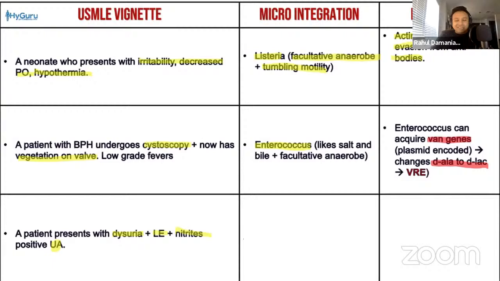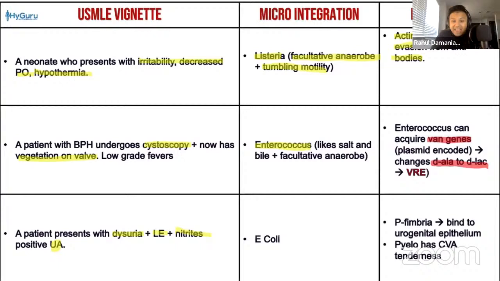And that is where we bring up E. coli. And we use these aminopenicillins, amoxicillin, ampicillin, for regular cystitis. And remember, one of the key virulence factors that E. coli has is this fimbriae. And the fimbriae bind to the urogenital epithelium.